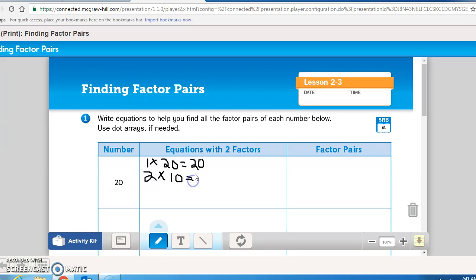And notice we're just repeating the work that we've done from the previous slide or recording. 4 times 5 equals 20. And then you also can do its reverse. Instead of 2 times 10 equals 20, you could do 10 times 2 equals 20.